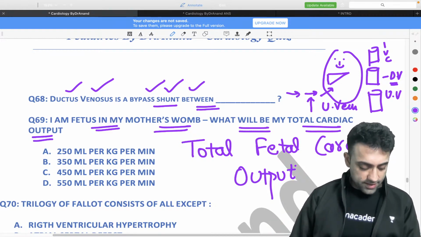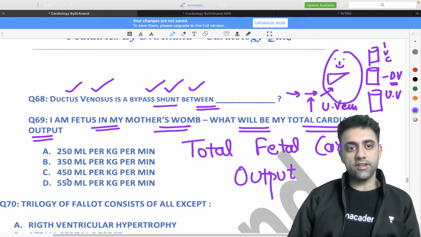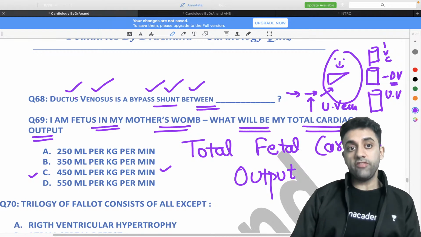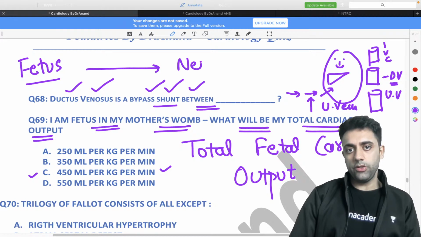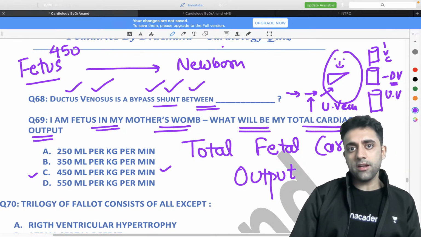Priya has already given the best answer. Then we have Sarika. Very good. Very true. And Rachna, Osama, everyone is answering. Very good. 450 ml per kg per minute. See, listen. First there is a fetus, right? Once the fetus comes out, he becomes a newborn. Yes or no? So remember 450 and 350.